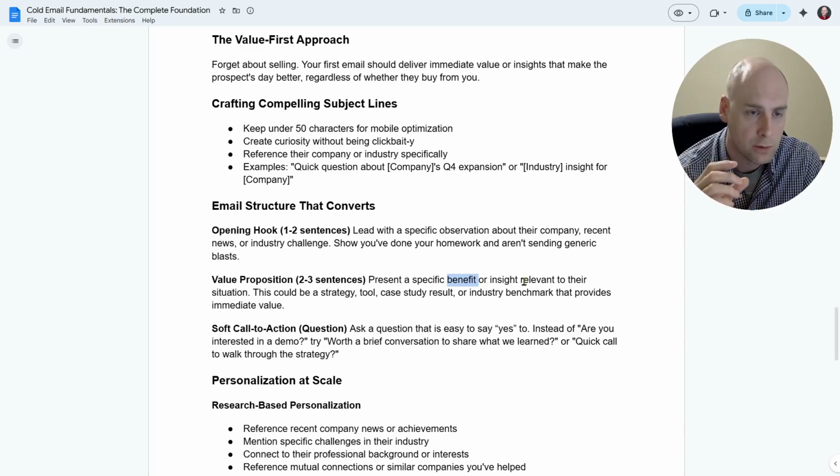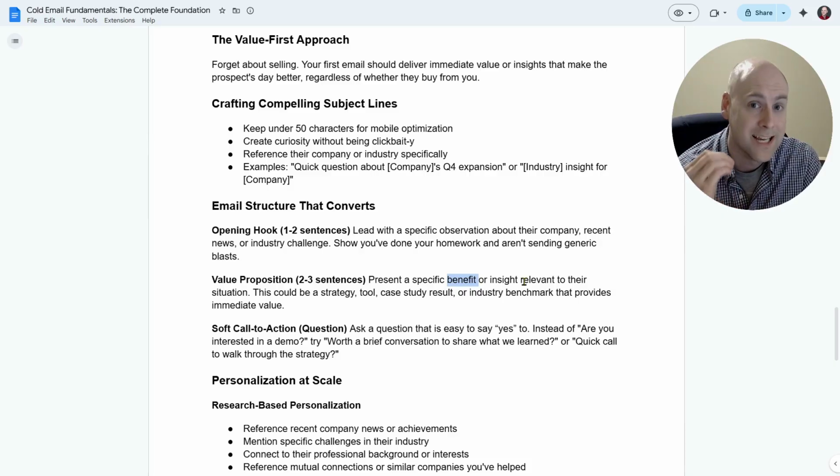So you want to make a short, hard hitting, compelling email with a call to action that's easy to say yes to. Maybe you have some type of lead magnet, or you can offer them some kind of free consulting or a free audit or something to get them to respond and want to engage with you. So that's kind of the big picture for your email structure.